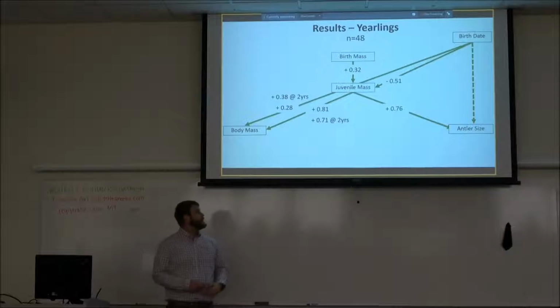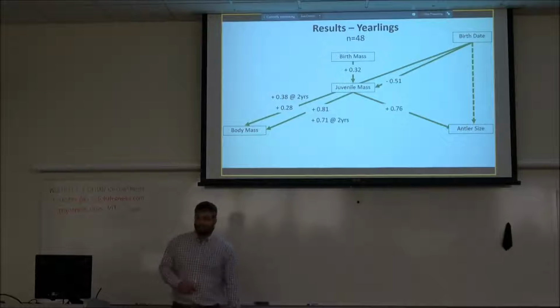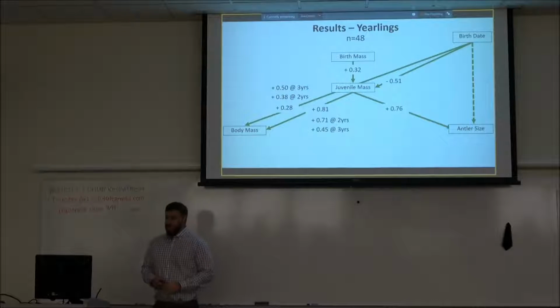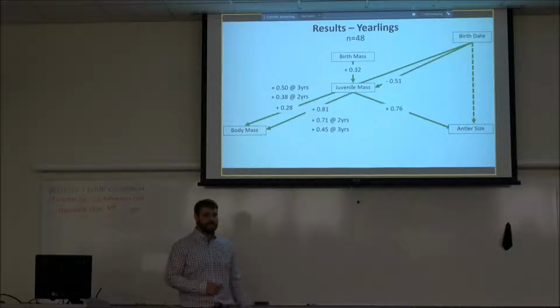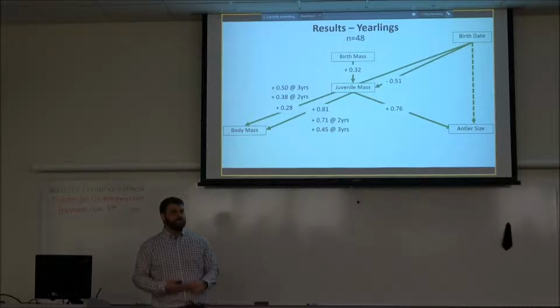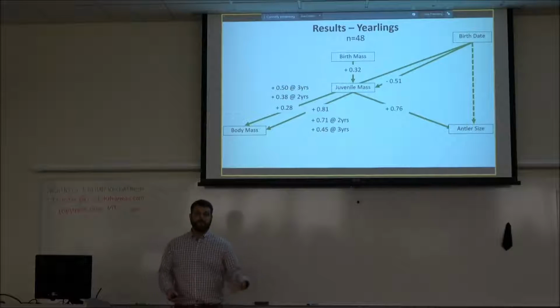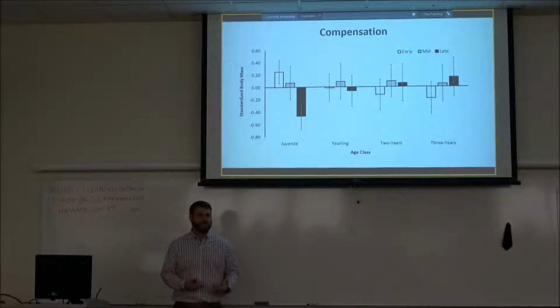For 2-year-olds, we saw increasing importance of birth date on 2-year-old body mass and decreasing importance of juvenile body mass on 2-year-old body mass. And then by the time you reach 3 years of age, there's basically the same level of influence for birth date and juvenile body mass on 3-year-old body mass. Again, this is a positive relationship, so this is indicating that late-born individuals generally compensate their body mass by 3 years of age. But we want to make sure of that, so we plotted out our body masses by age class.